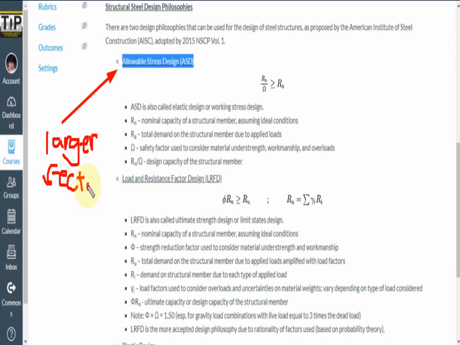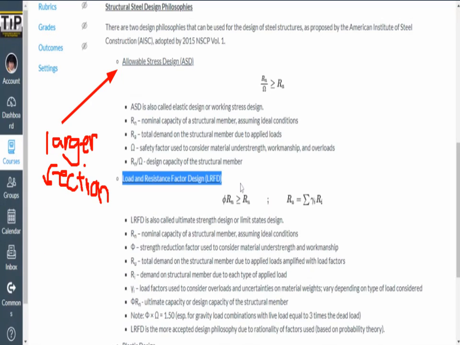ASD only constrains the structural members to behave in the elastic range only. So we will talk more about the stress-strain relationship of steel next meeting. While in LRFD, it considers not just the elastic range but also the plastic range. Okay, so I will talk more about that next meeting.